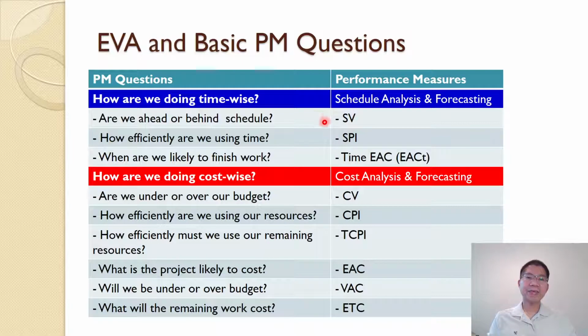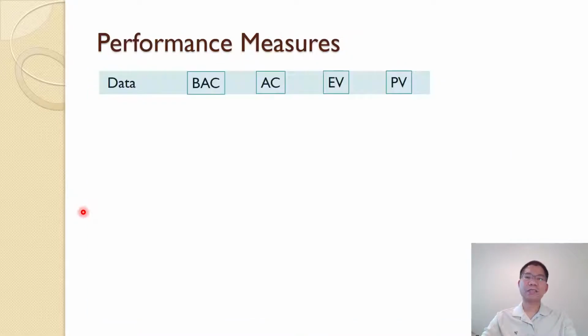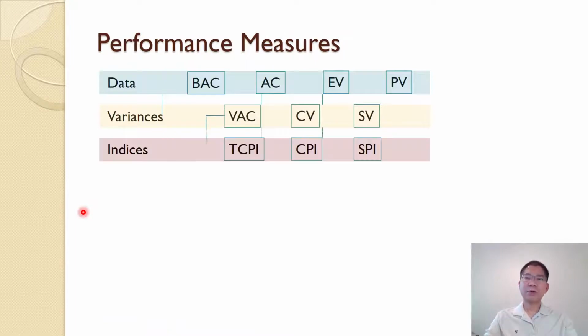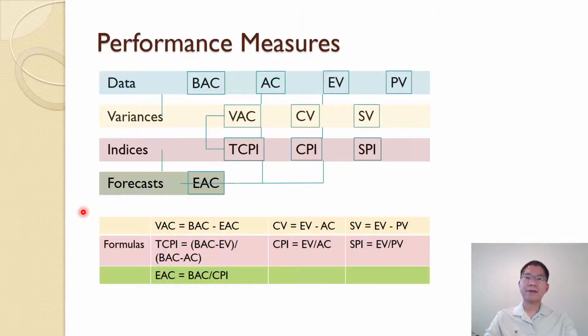For SPI, the first 2 questions on the time side, and the first 2 questions on the cost side, we do that in problem 1 and problem 2 for today's class. So keep that in mind so that you know what questions we can answer. And the equations for the different measures are shown here in this slide and also available in the exam 3 reference.